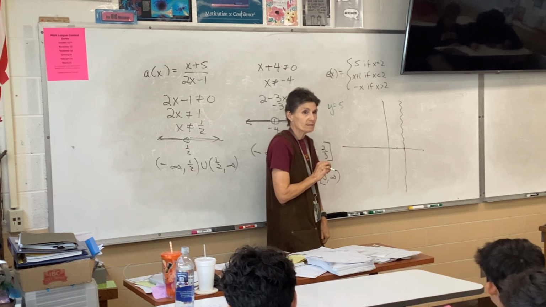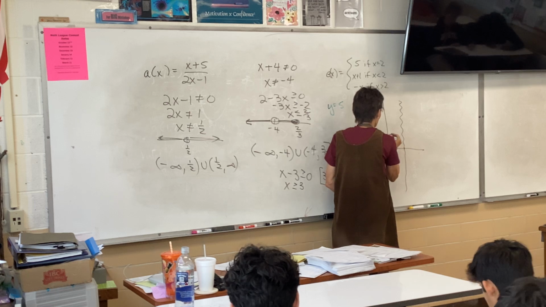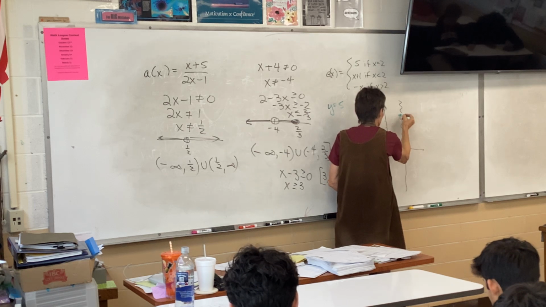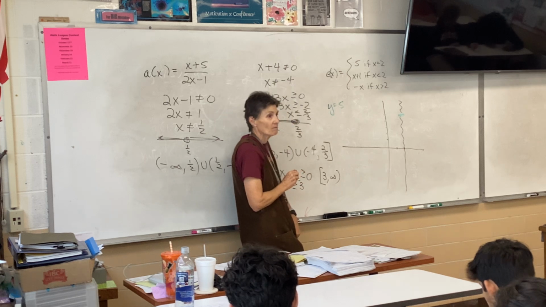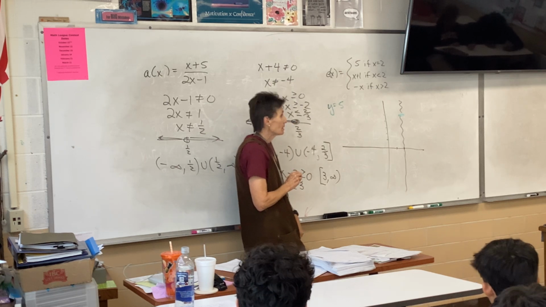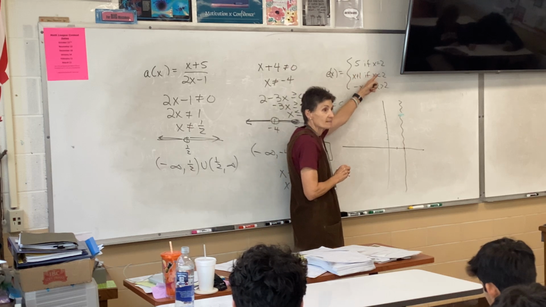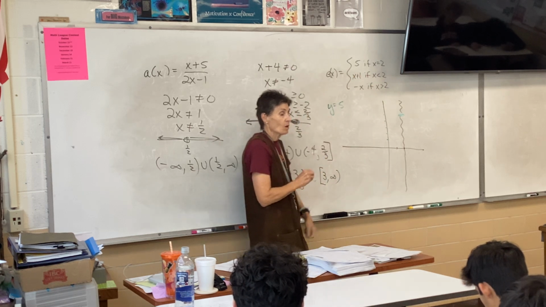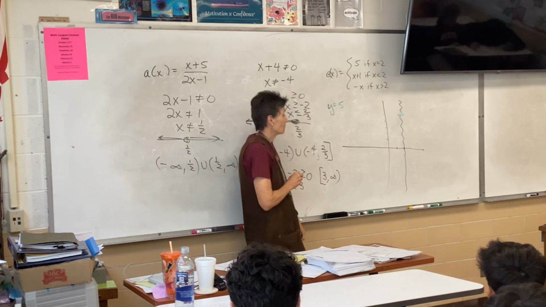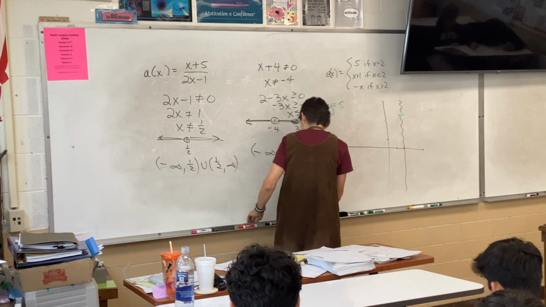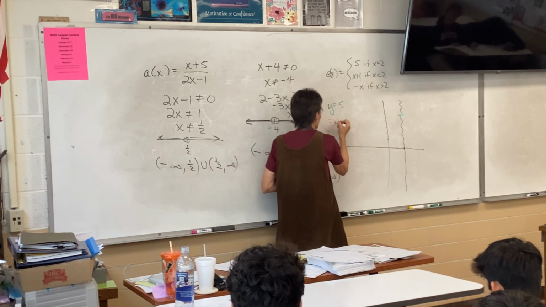Isn't that just a point? That would be the point 2 comma 5. Nice solid dot right there at 2 comma 5. So if x is 2, y is 5. That's a point, 2 comma 5. What does this one say? Y equals x plus 1.